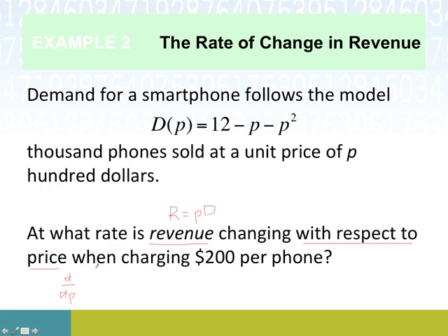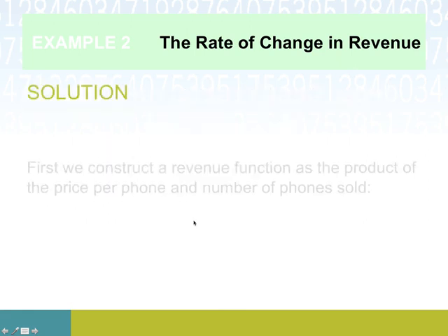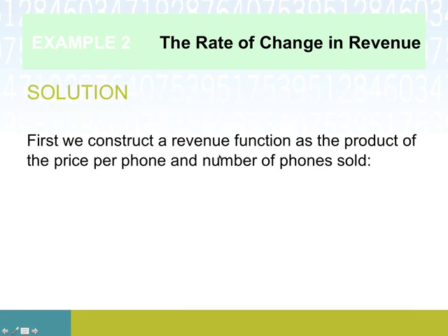And what we're supposed to do is eventually figure this out when charging $200 per phone. So that sounds like a unit price, and it is. The only thing we have to be careful about is that P is already in hundreds of dollars. So $200 per phone is actually P equals 2. Okay, so the first task in front of us, though, if I want a rate of change in revenue, I probably ought to have a revenue function. So that's our initial task.